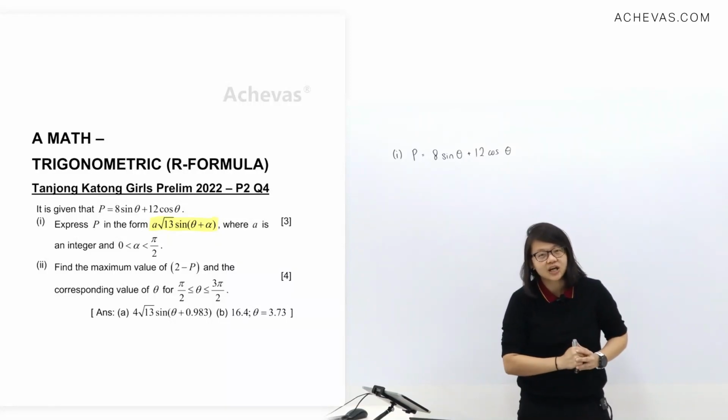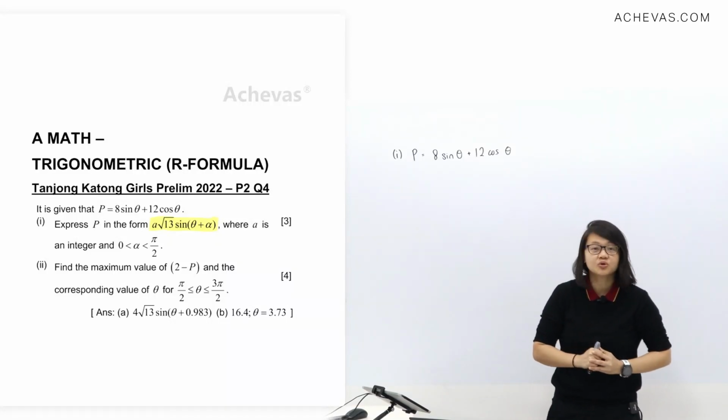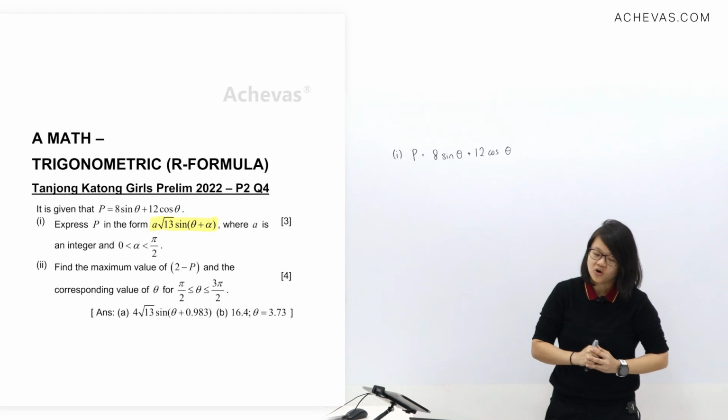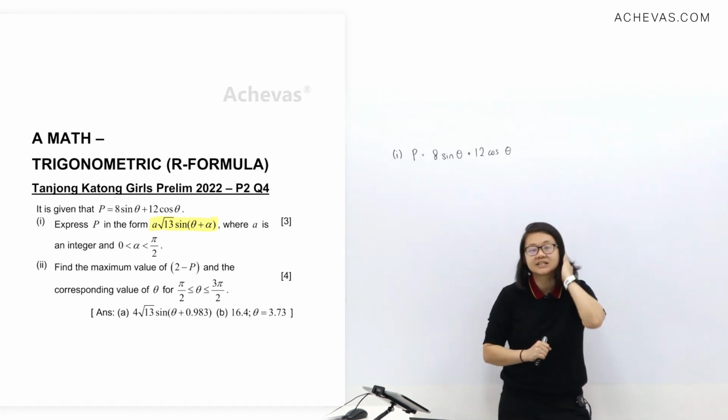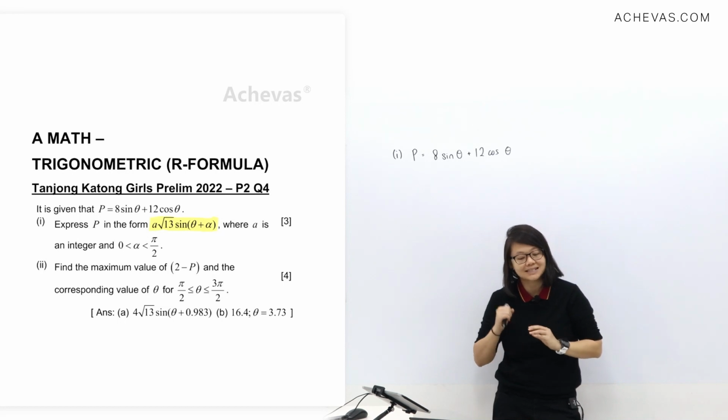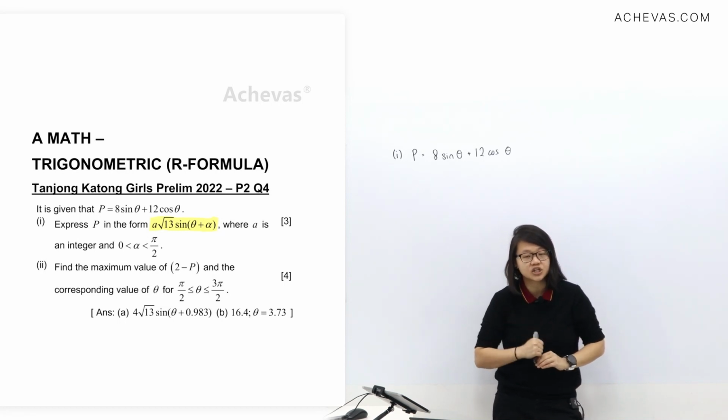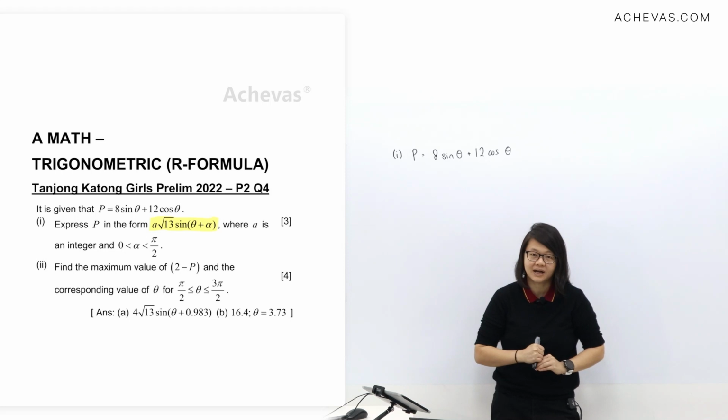Let's take a look at Tanjong Katong Girls Prelim 2022, Paper 2, Question 4. It is given that P equals 8 sine theta plus 12 cos theta. Part 1, express P in the form of a root 13 sine theta plus alpha, where a is an integer and alpha is between 0 and pi over 2.